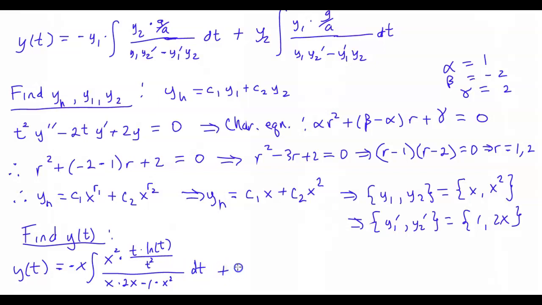Plus our y2, which is x squared, integral. And now we do y1, which is x, and I'm doing x here, but this really should be t. So let me change that. So this should be t and t squared. Yeah, and I told myself to watch that and I didn't do it.